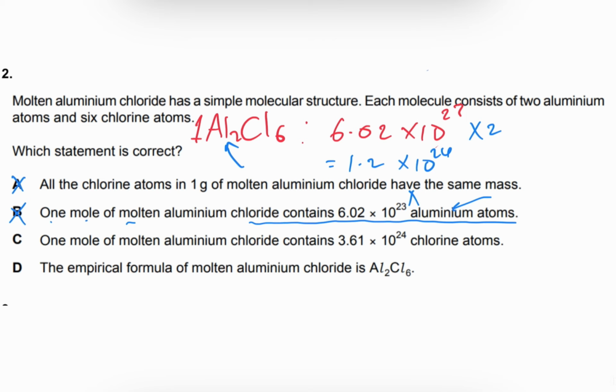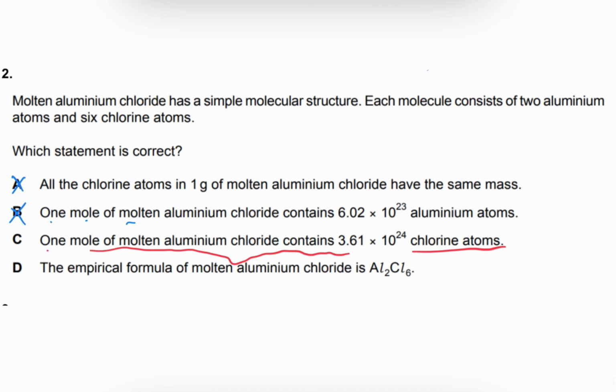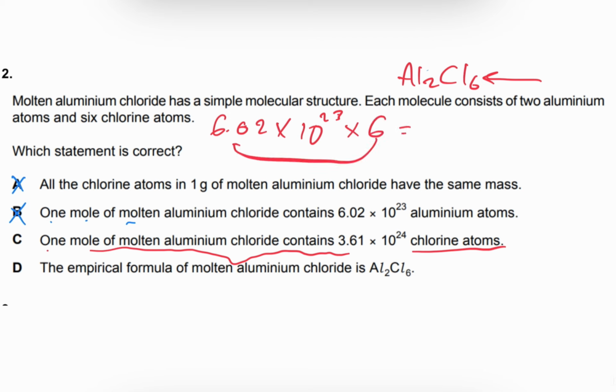Let's go to C. C says 1 mole of molten aluminum chloride contains this number of chlorine atoms. So you have to analyze it again. We just noticed that each 1 mole contains 6.02 times 10 to the power 23. Since we have Al2Cl6, we have 6 chlorine atoms per molecule, and that's why you have to multiply this by 6. If you multiply 6.02 by 6 here, you're going to have 3.61 times 10 to the power 24. And C is correct.